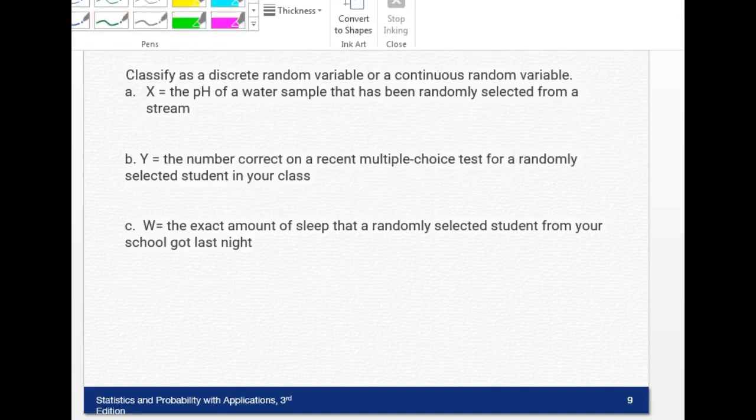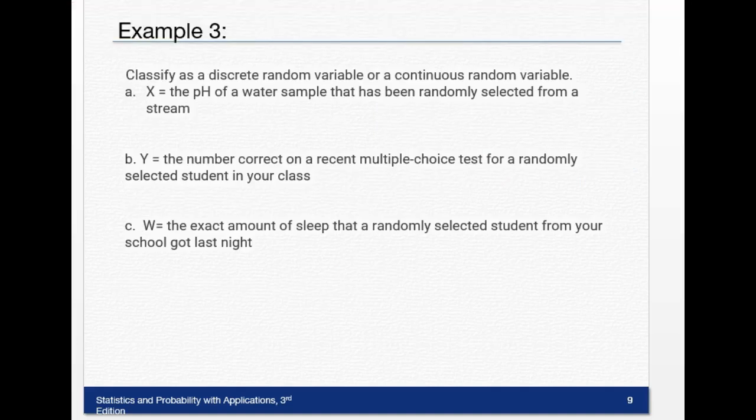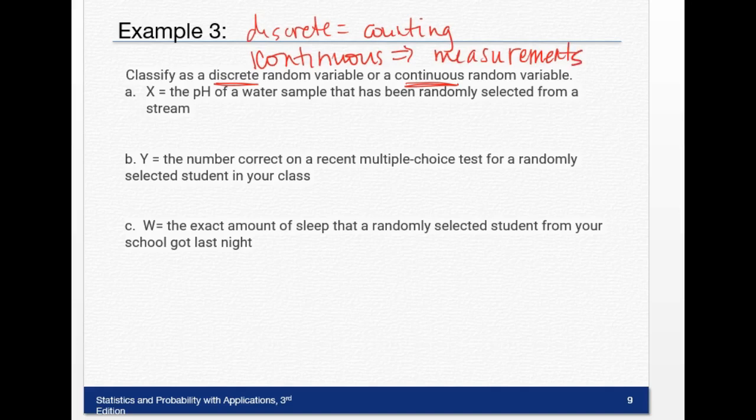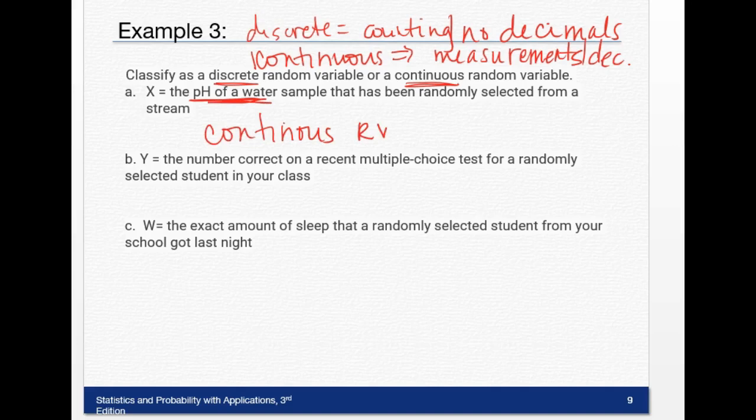All right, the last type of question you're going to see in your homework is being able to classify a discrete random variable and a continuous random variable. Okay, remember discrete? How do you remember this? Well, this is more of a counting thing. And continuous kind of goes towards measurement, okay? And you can have decimals with continuous. Counting, no decimals. So let's look through this. If X is the pH of a water sample that has been randomly selected from a stream, well, pH is a measurement of acidity, so it's a measurement, so that would make that a continuous random variable.